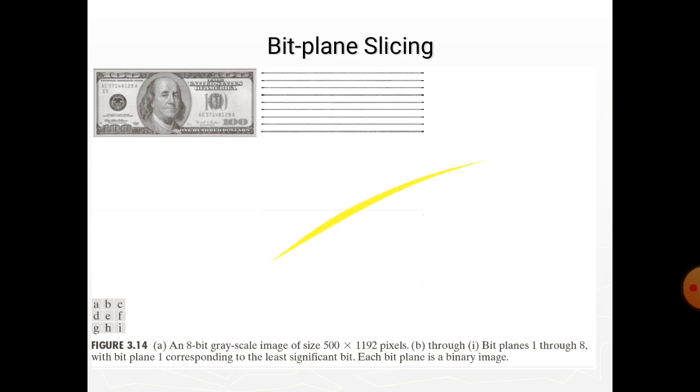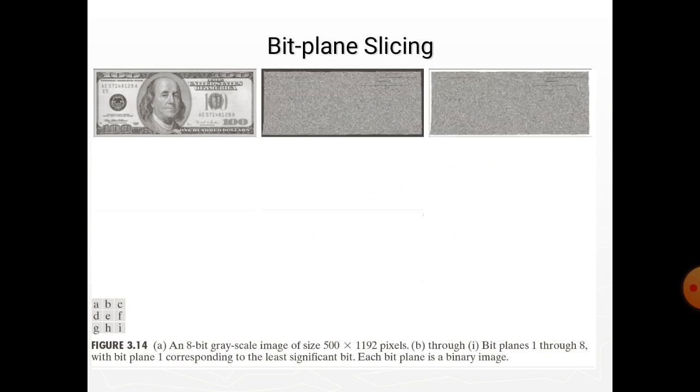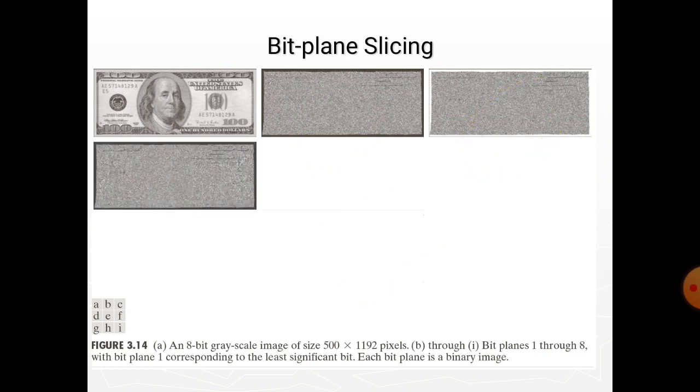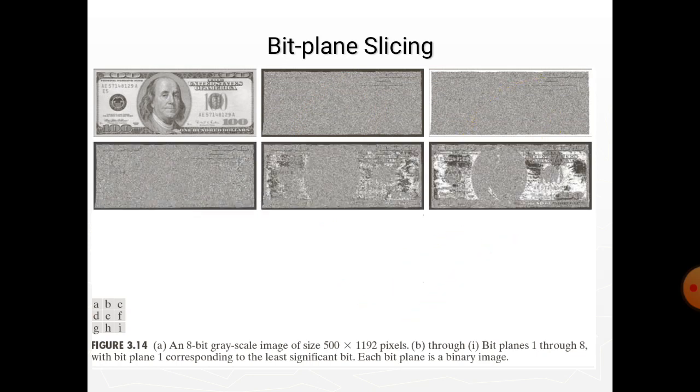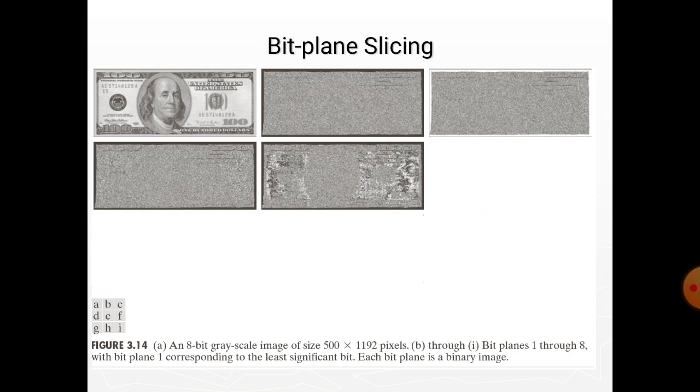So now this figure shows an 8-bit grayscale image, and figures B through I show its bit planes. Here it's eight 1-bit planes, with figure B corresponding to the lowest order bit. Observe that the four higher order bit planes, especially the last two, contain a significant amount of the visual data. The lower order planes contribute to more subtle intensity details in this image. The original image has a gray border whose intensity is 194.